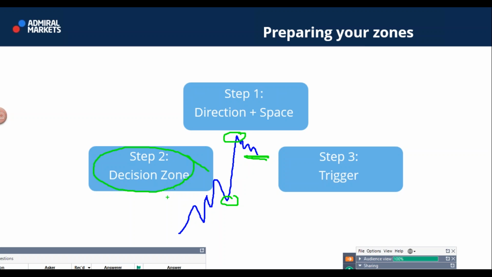Because if it doesn't go that deep, it is not in a decision zone. A decision zone is basically an area where there's a high chance price will react to it, and it will either confirm or invalidate what you expected. So if you see a triangle like this, and price is in the middle, that's not a decision zone.